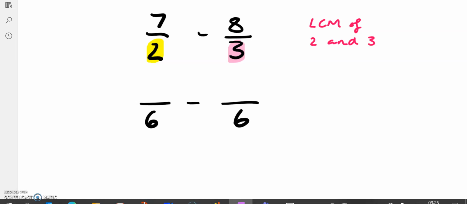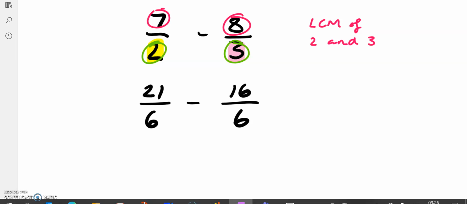Okay. We then ask, how did we get from 2 to 6? Well, to get from 2 to 6, we times by 3. So I need to times this by 3. And then I ask, how did I get from 3 to 6? Well, to get from 3 to 6, I times by 2. So I need to times this by 2.